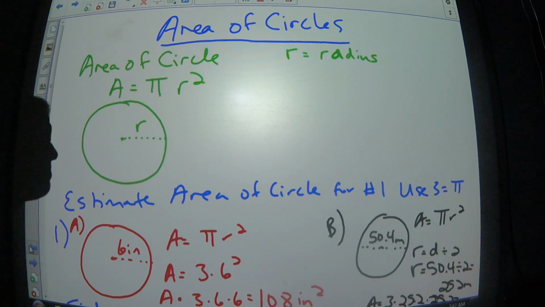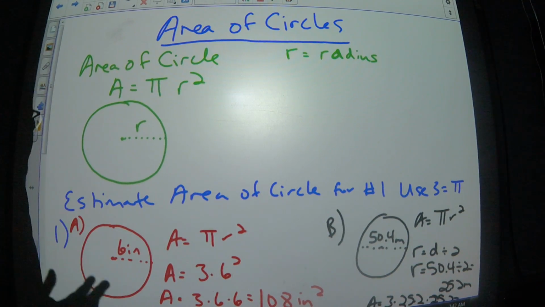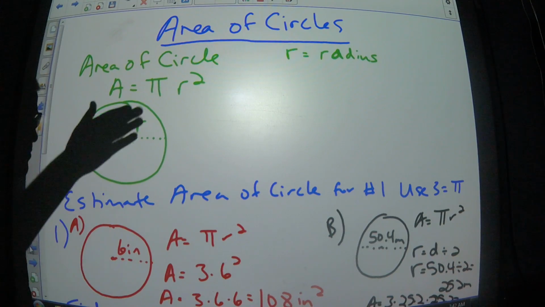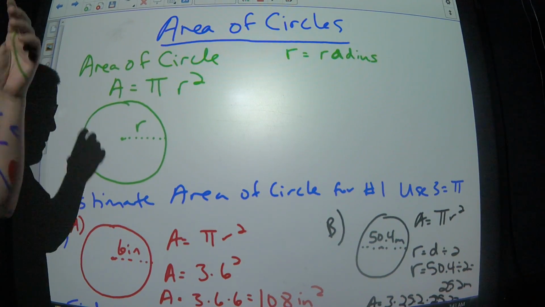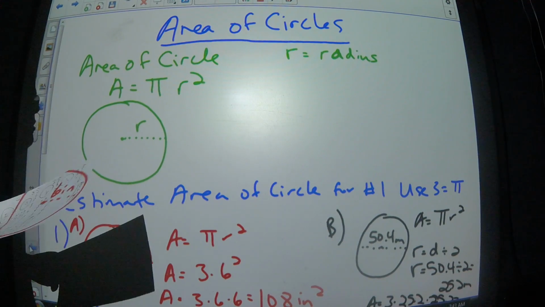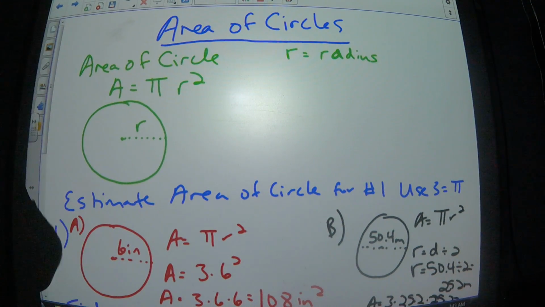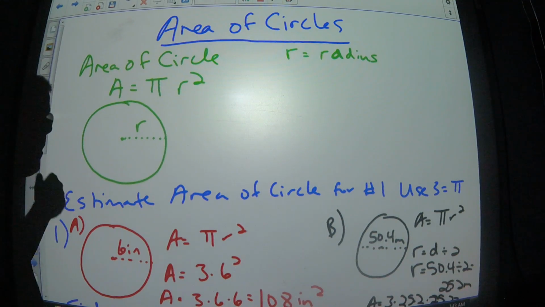So pi is 3.14125, and it just keeps on going, and it does not repeat the same pattern. So it is ongoing, but they can't ever find a pattern.